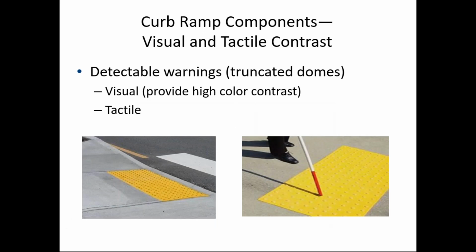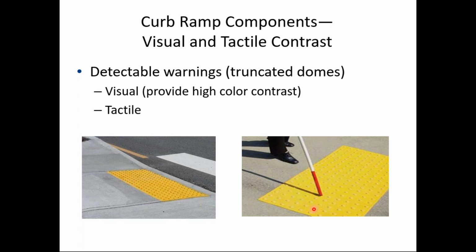I mentioned the detectable warning surfaces, the truncated domes. They are at the base of the ramp to provide a visual by their color contrast. Here you see bright yellow on the grayish concrete, and they also provide a tactile. By tactile, we mean it can be detected with the cane, as you see here.